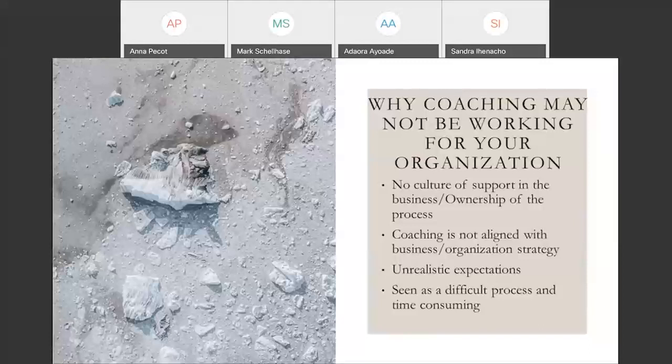One of the reasons why coaching may not be working for your organization is there is no culture of support. There's no ownership of the process. The management of the organization went for a board meeting, or they had a dinner with friends that also belong to management in another organization. And they said, wow, Sandra, we just introduced coaching in our organization, and we've seen 50% to 80% improvement. And Adaora, sorry, I'm going to use you as a case study. Adaora listening to me says, wow, Sandra, that's wonderful. I think we'll also introduce it.